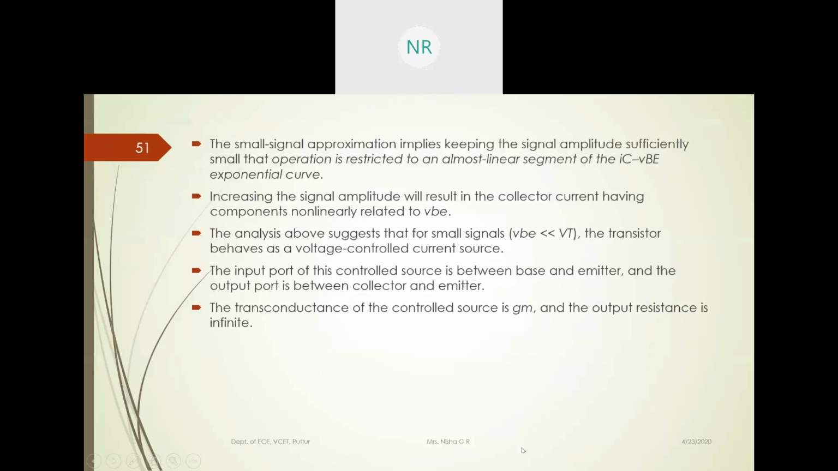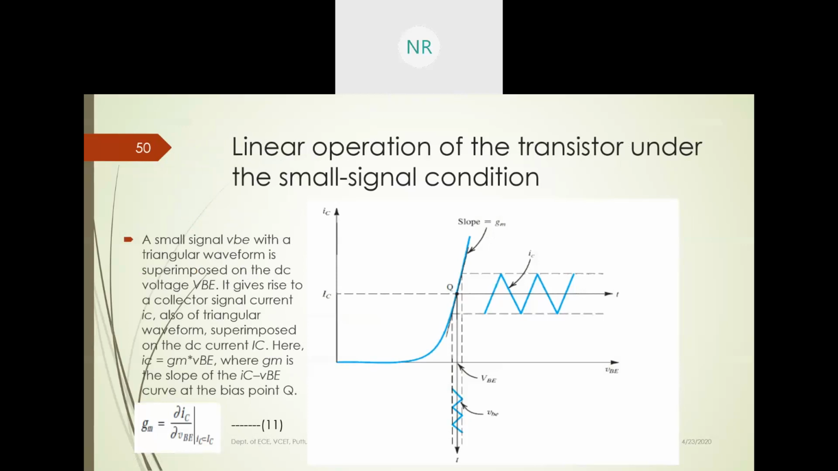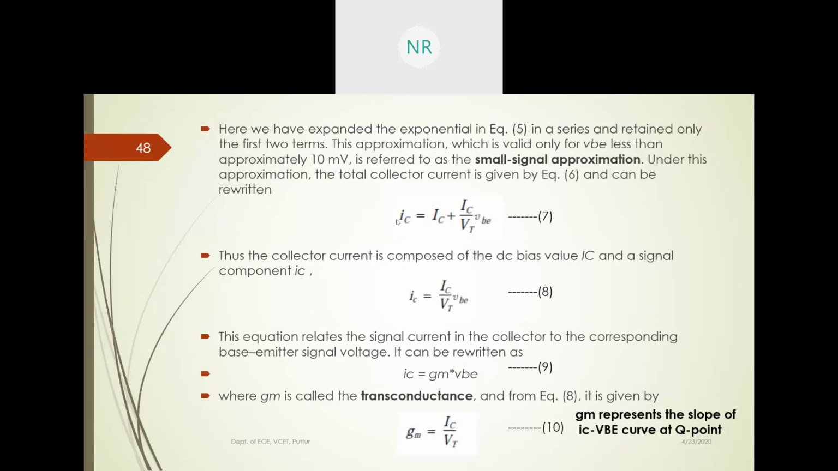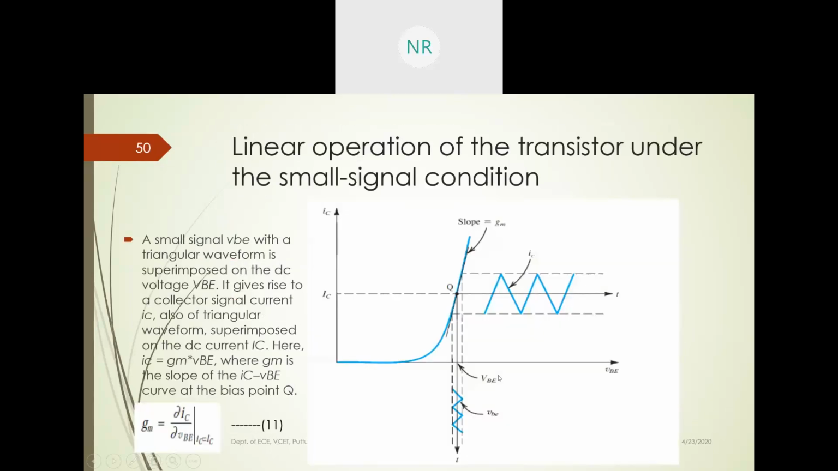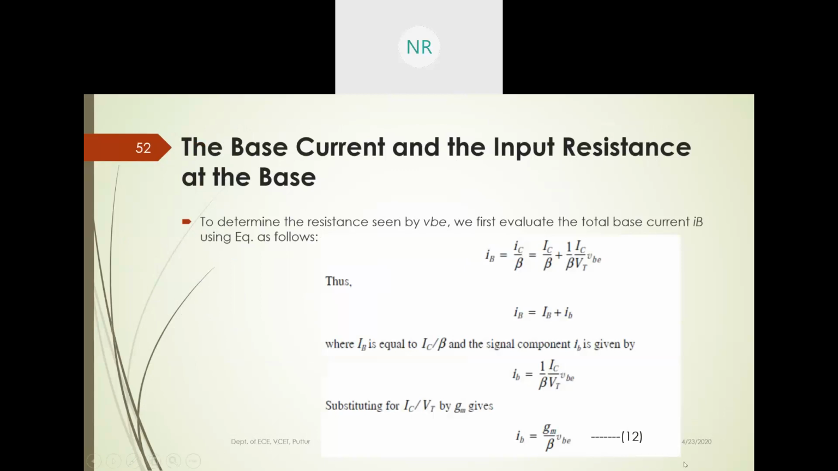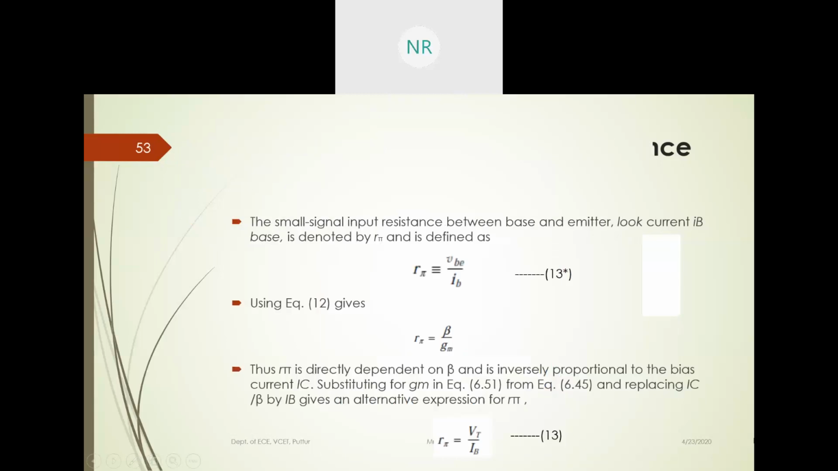See, ic is nothing but IC by VT into VB, or GM into VB, whereas here ib is GM by beta. This beta term is extra, because what is the relation between IB and IC? IC by beta. So GM VB is nothing but IC divided by beta. Okay.